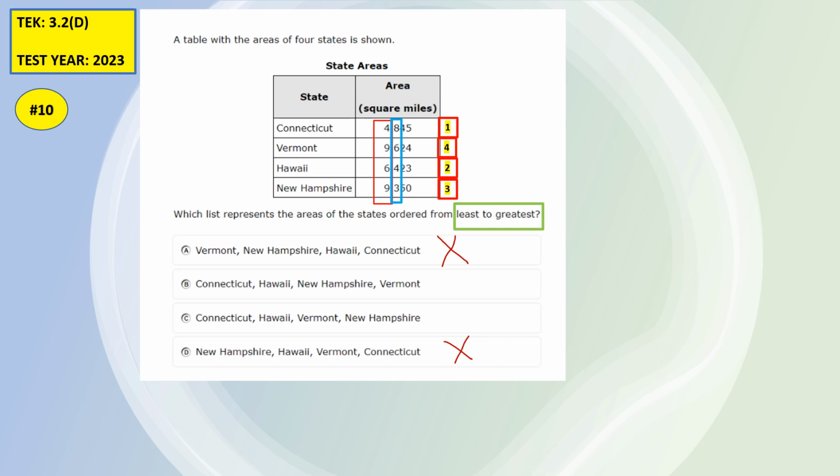All right, well, the second state that should be listed is Hawaii. Well, B and C both have Hawaii listed as the second state, so I can't use that. Well, what about the third state? The third state that should be listed is New Hampshire. Well, I'm in luck. Only B has New Hampshire listed as the third state, which means that my correct answer is B.